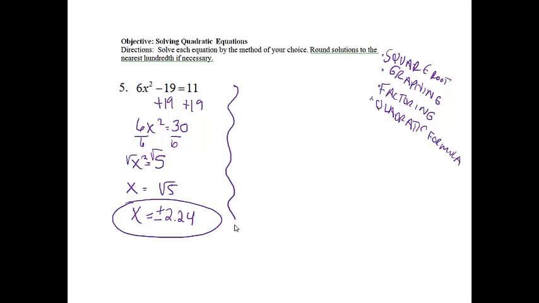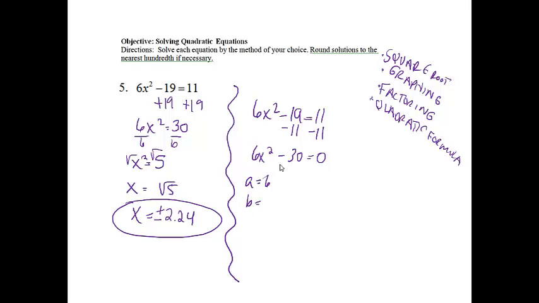I'm going to show you if you decided I really like quadratic formula on this one instead, we would have to make this equal 0. So if I had 6x squared minus 19 equals 11, I would subtract 11. So I'd now get 6x squared minus 30 is equal to 0. And now from here, what we would do is label our A, B, and our C. So my A would be 6. My B, since there's no x term, would have to be 0. And my C would be negative 30.